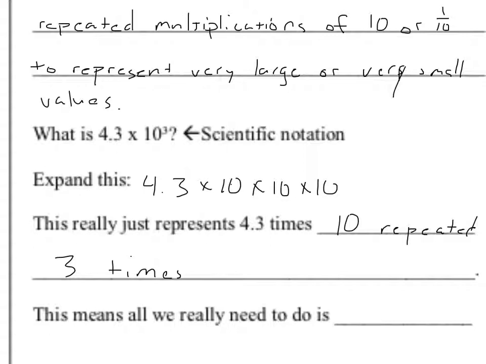Now, I could multiply 4.3 times 10, and then I could multiply that number times 10, and then I could multiply that number times 10, but we know something about what happens when we multiply by 10 now that should make this a whole lot easier. Because every time that we multiply by 10, what happens? Look back at your notes. Every time we multiply by 10, what happens? The decimal moves once to the right.